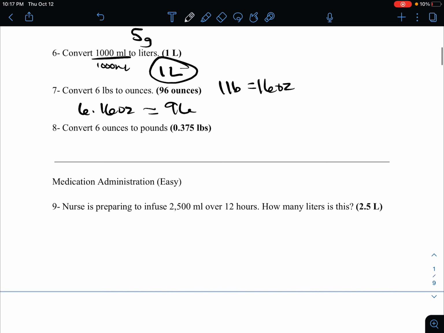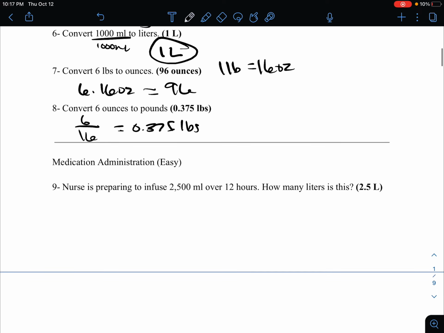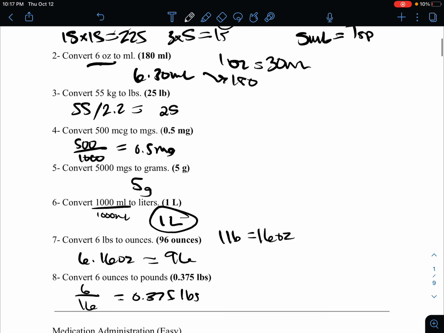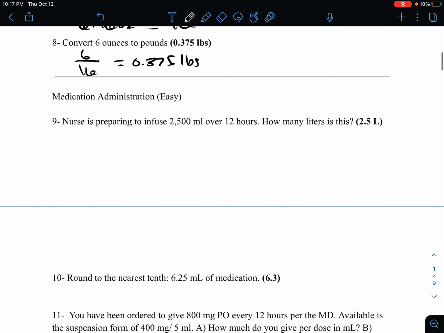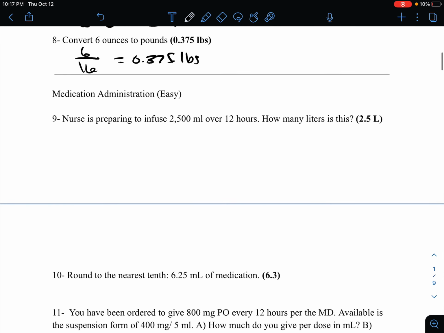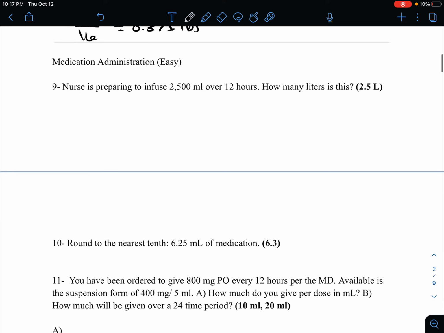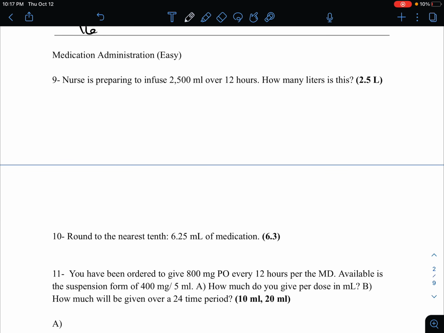And 6 ounces to pound, so it'd be 6 divided by 16, equals 0.375 to convert the other way. Okay, let's go ahead and continue. We should pretty much get these quickly. I mean, it may take some time refreshing on how to do the conversion, but let's go ahead and do number 9. Okay, so a nurse is preparing to infuse 2,500 milliliters over 12 hours. How many liters is this?